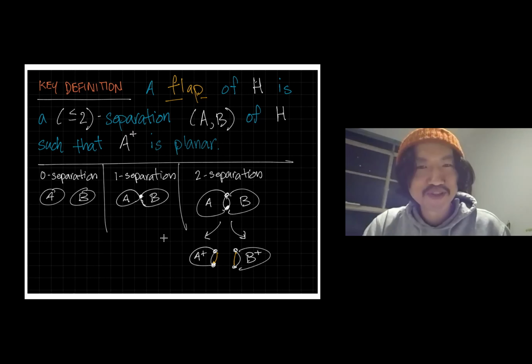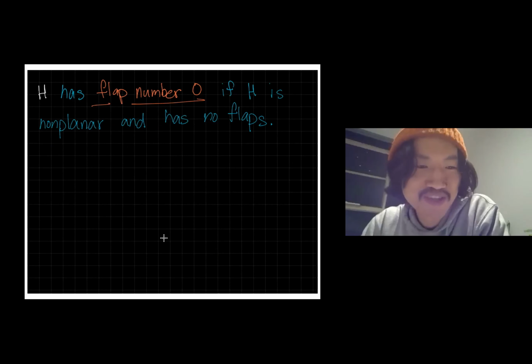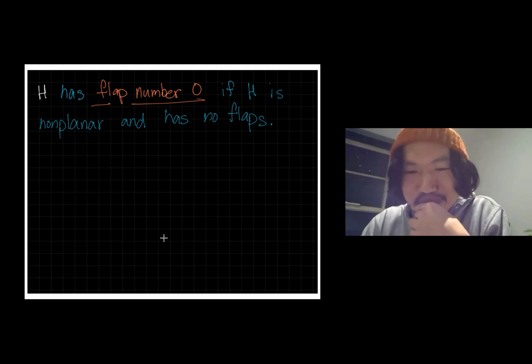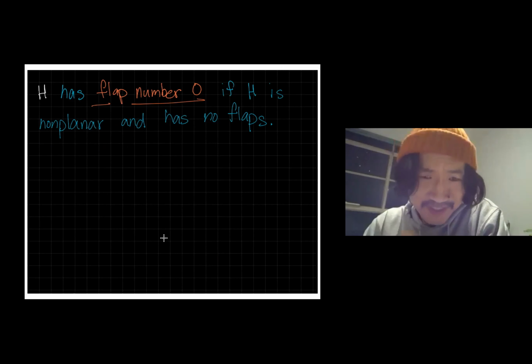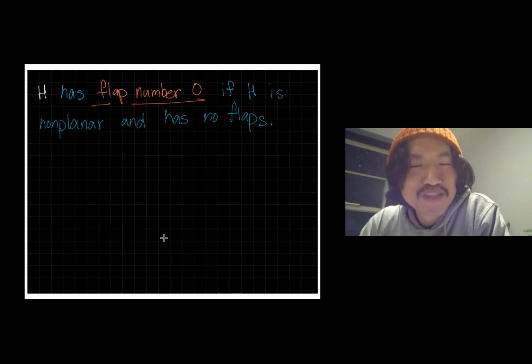Okay, so that's a flap. And now that you know what a flap is, I can tell you at least what flap number zero is. Flap number zero means that you're not planar and you have no flaps. So this is stronger than being not planar, right? You're not planar in any way that you kind of split the graph into two small parts, where one of the sides will be planar, right? So now let's prove our theorem for flap number zero.